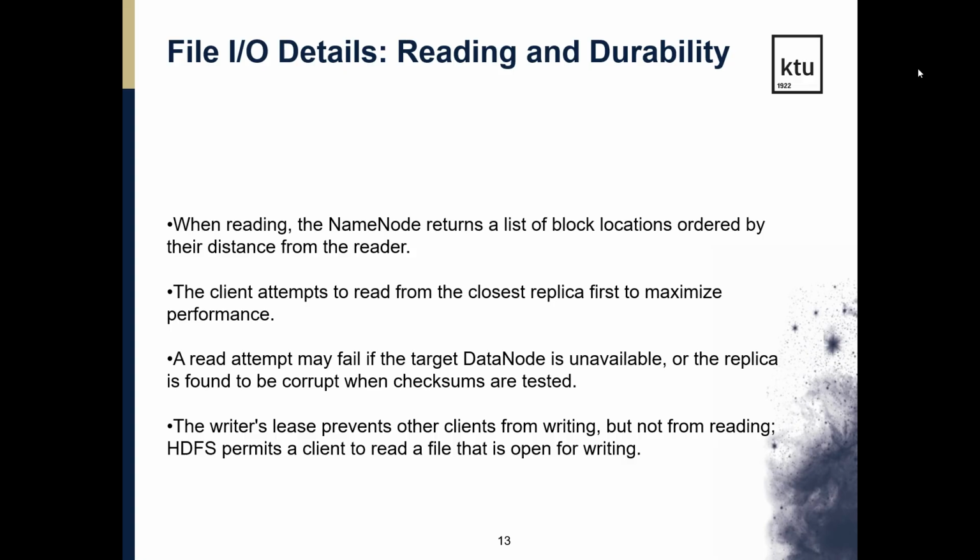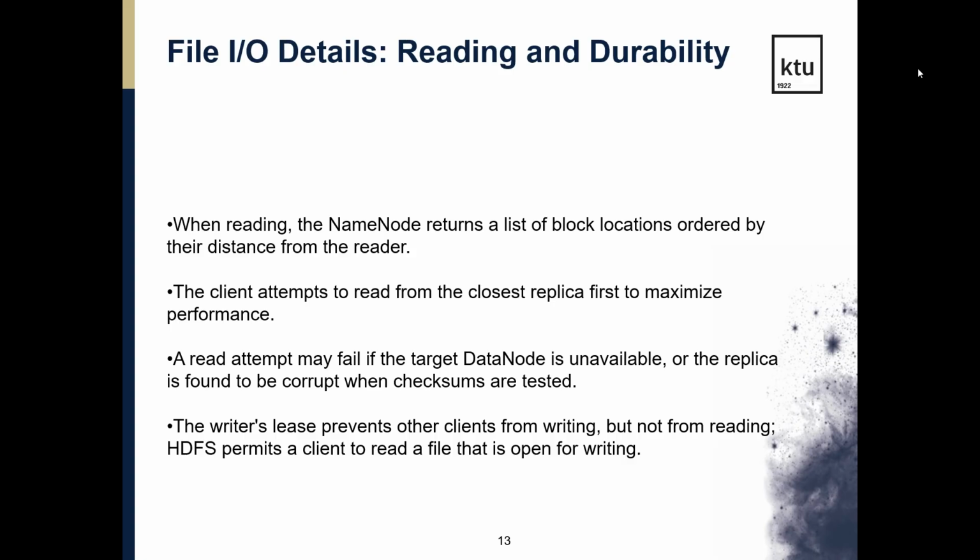When reading, the NameNode returns a list of block locations ordered by the distance from the reader. The client attempts to read from the closest replica first to maximize performance. A read attempt may fail if the target node is unavailable, or the replica is found to be corrupt when checksums are tested. The writer's lease prevents other clients from writing but not from reading. HDFS permits a client to read a file that is open for writing. So here we are explaining how reading happens.